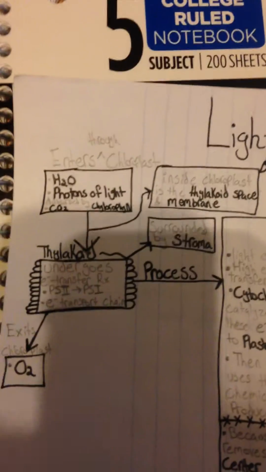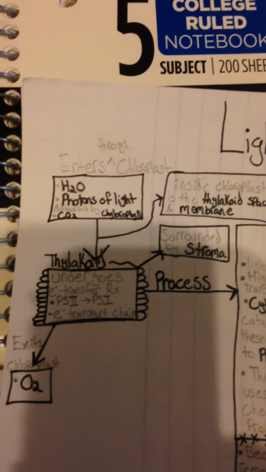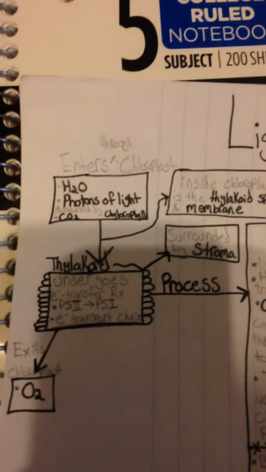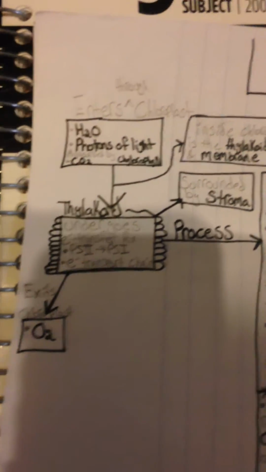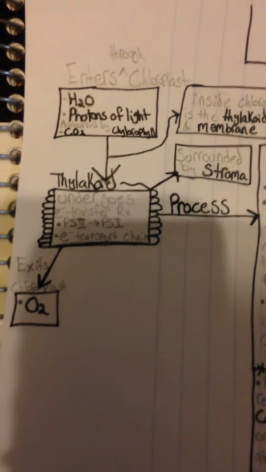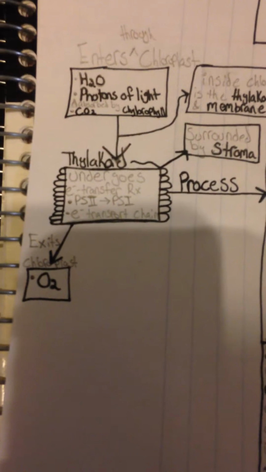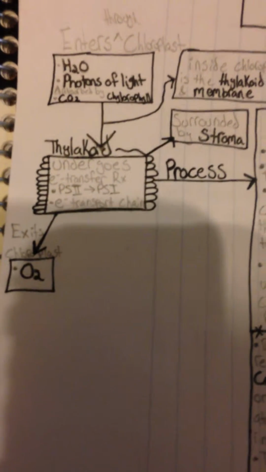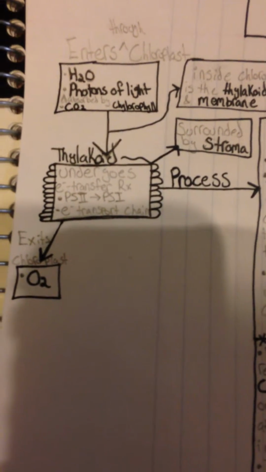So starting over here, we have what enters into the cycle through chloroplasts, and that would be water, photons of light, which are absorbed through the chlorophyll, and carbon dioxide. Now these go into the thylakoid, where they undergo electron transfer reactions from photosystem 2 to photosystem 1. Also inside the thylakoid is an electron transport chain.